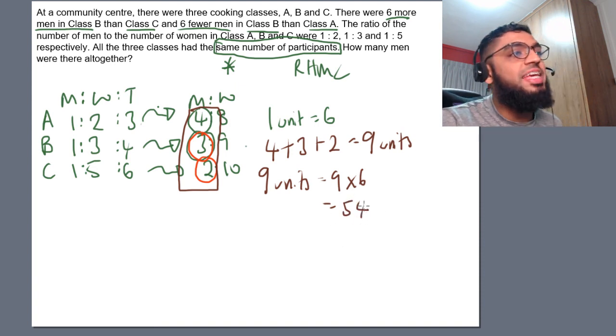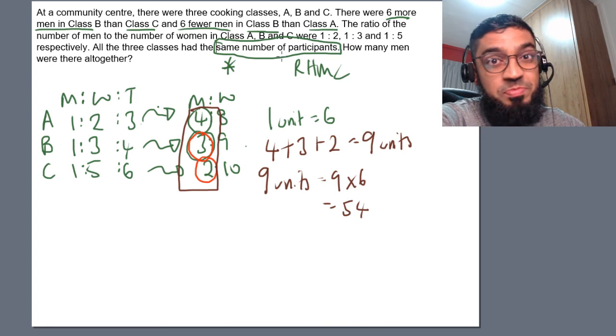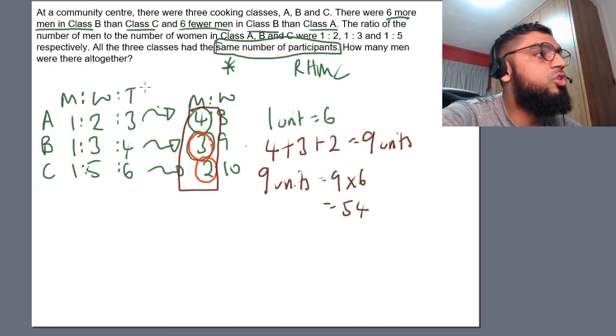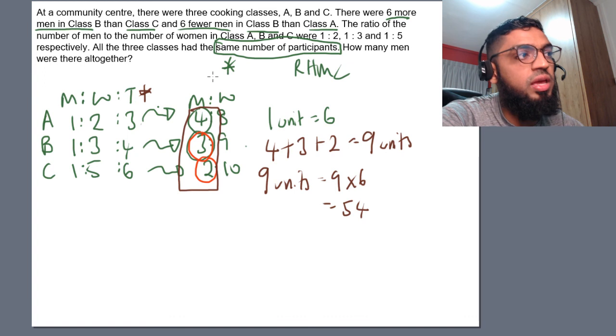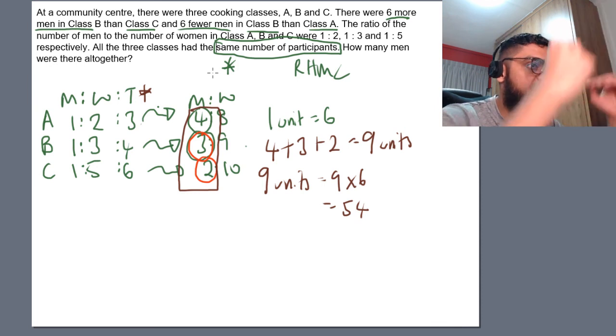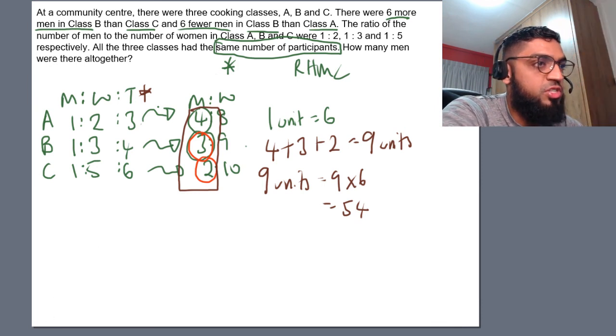So the technique for this question is to understand that there are these super duper important words here, same number of participants in all the 3 classes, which means that I can make the ratio the same. Once I do that, I can do a direct comparison, and using the statements fewer or more than, I can find the number of units and the value for that one unit, and from there I find 9 units for the total number of men for this question.